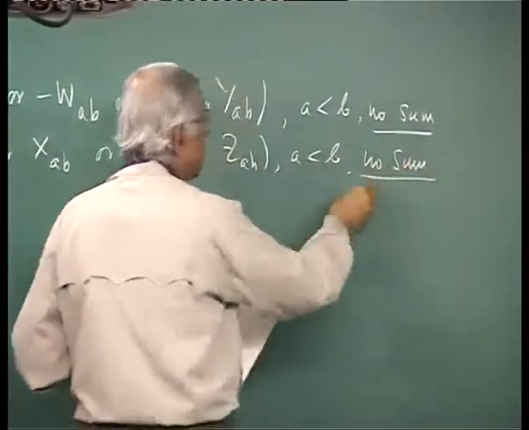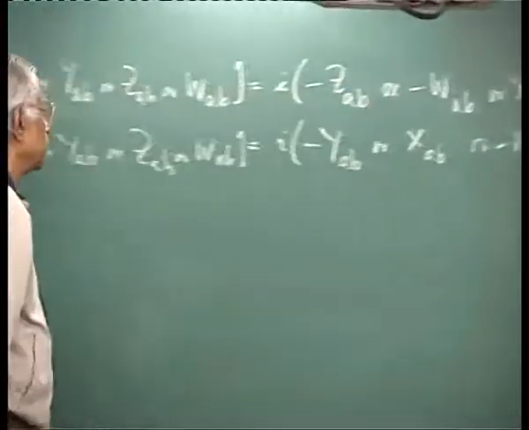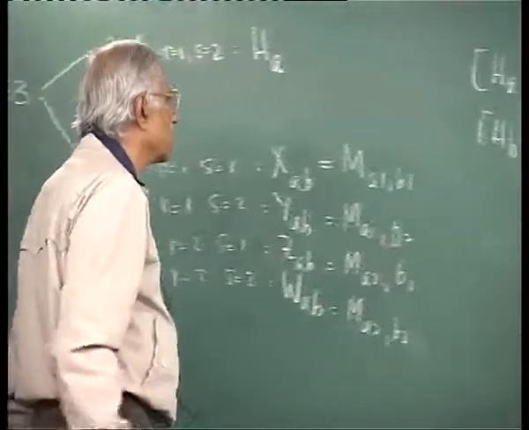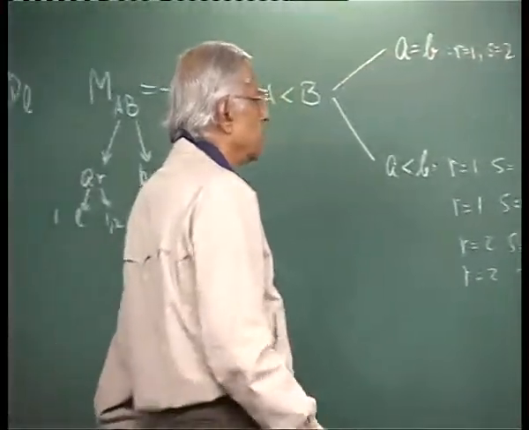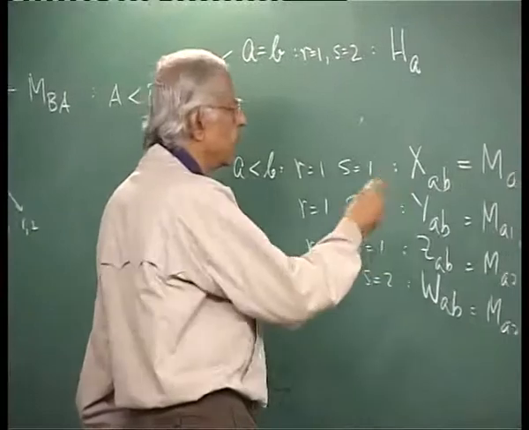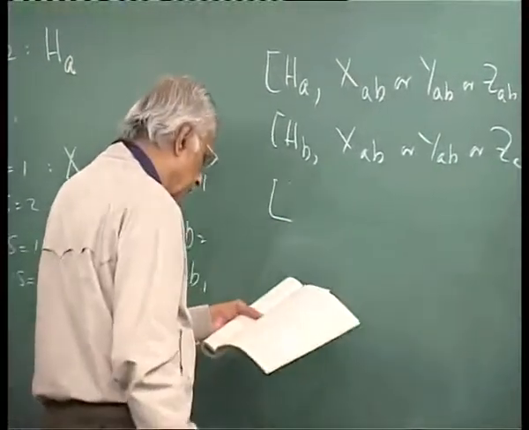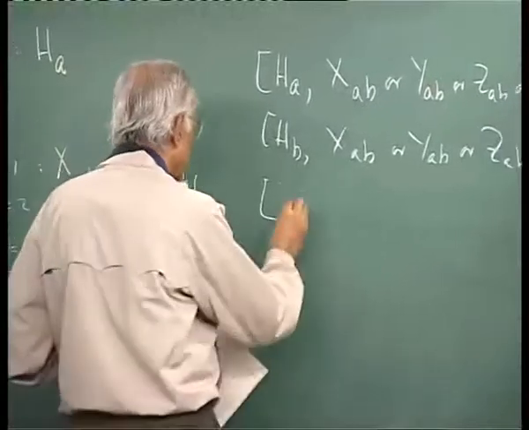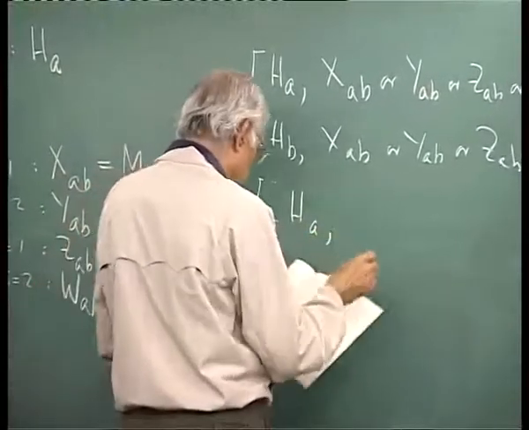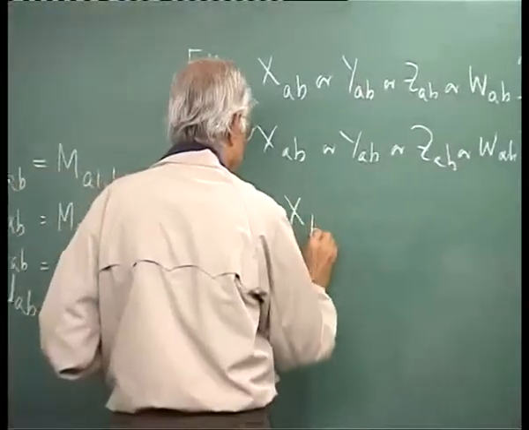No sum on B this time, on the left hand side. So these are the non-zero commutation relations, and there are many others which are zero on the right hand side, and I just state them also.